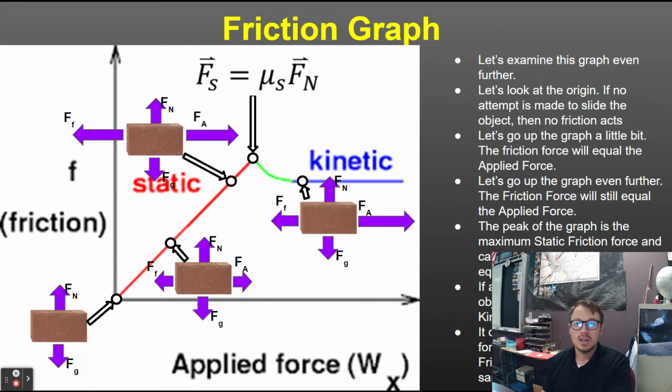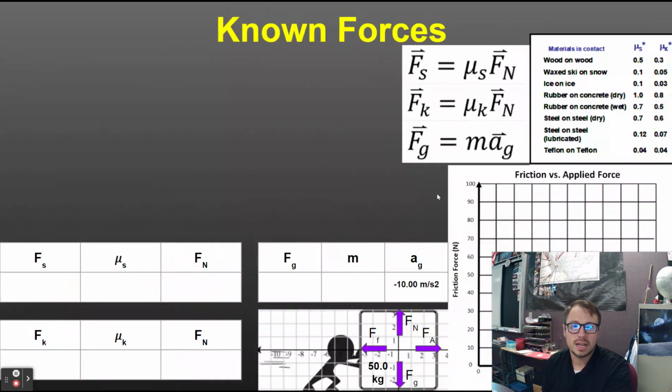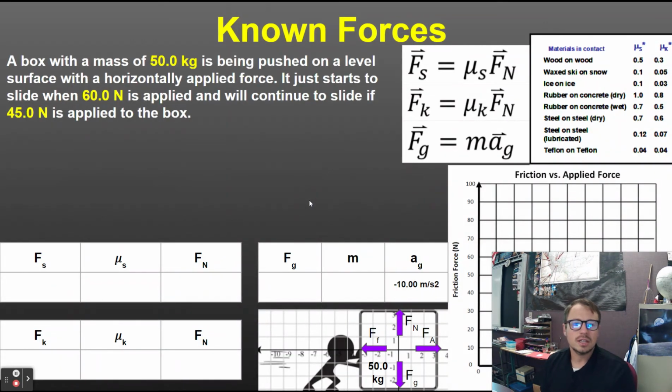Now, kinetic friction can only be so much. It does not matter how hard you push or even not pushing. If that object is sliding, it can only provide so much friction. So let's take a look at some problems that we can have, right? On this one, a box of 50 kilograms is being pushed on a level surface with a horizontally applied force.